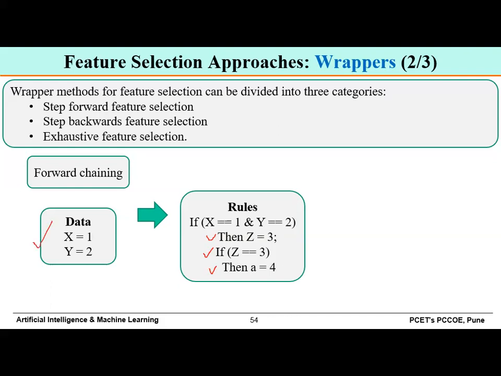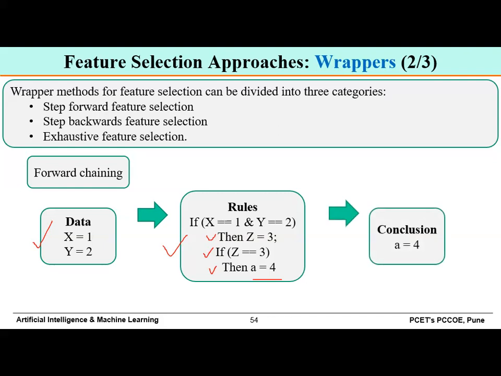So initially you have a data set. Along with that data set, you have some rules. If x equals something, y is equal to something, then z equals something, and if z equals something, a is equal to 4. So these are the well defined rules. Then what will be the outcome of this particular rule? It will be a conclusion, that is a is equal to 4.